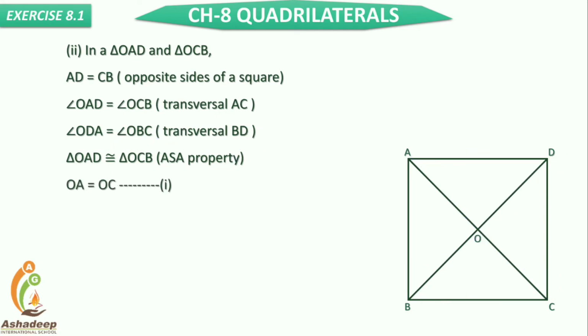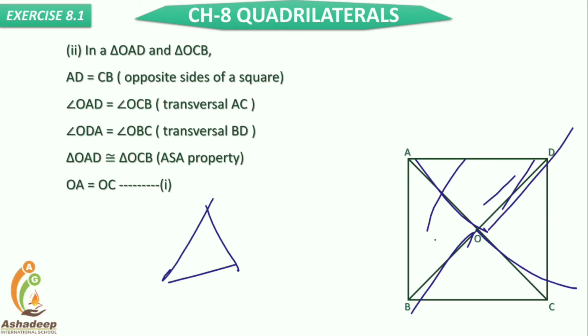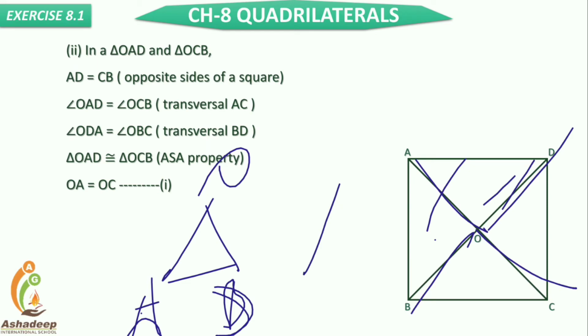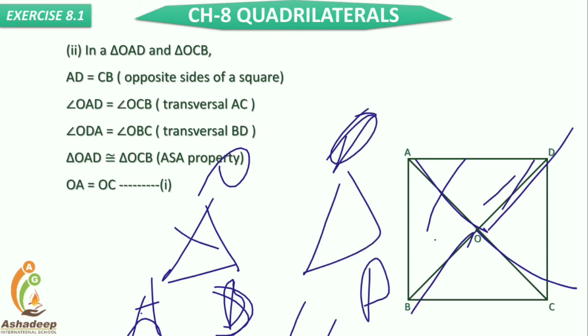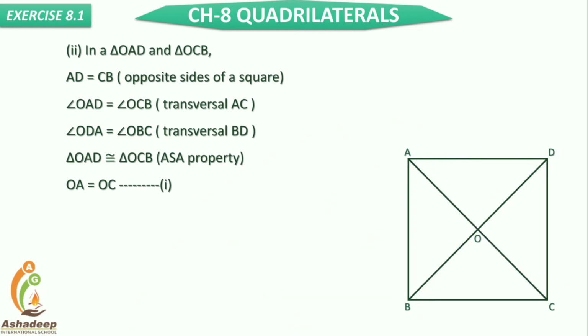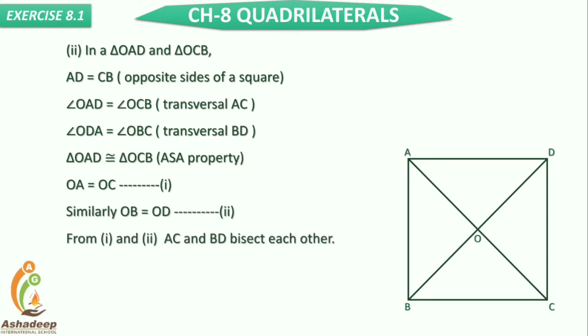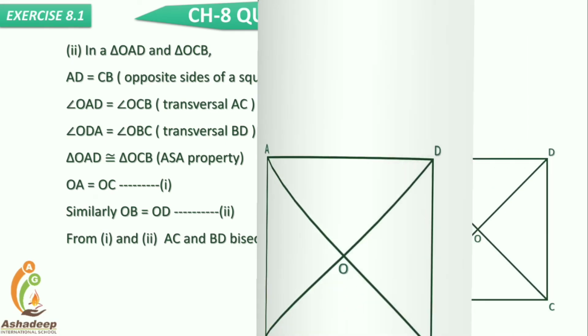So now if they are congruent, we can say AO is equal to OC and OB is equal to OD. So let me draw here, triangle OAD is congruent to triangle OCB. So OA is equal to OC and OD is equal to OB by CPCT. Similarly, OD is equal to OB, right? So from equations 1 and 2 we can say AC and BD bisect each other.